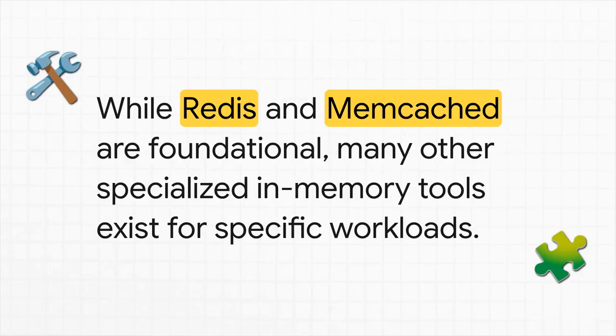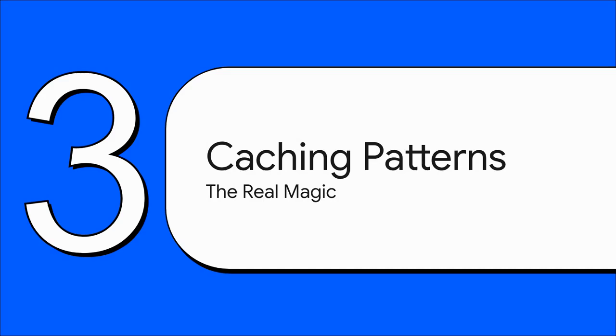And of course, while these two are the titans of the industry, the world of in-memory databases is huge. There are a ton of other specialized tools out there, but you'll find that Redis and Memcached are the foundational players you're almost always going to run into. Okay, so having the right tool, that's only half the battle. The real magic, the secret sauce, is in the strategy, the pattern you use to keep your cache filled with the right data at exactly the right time.